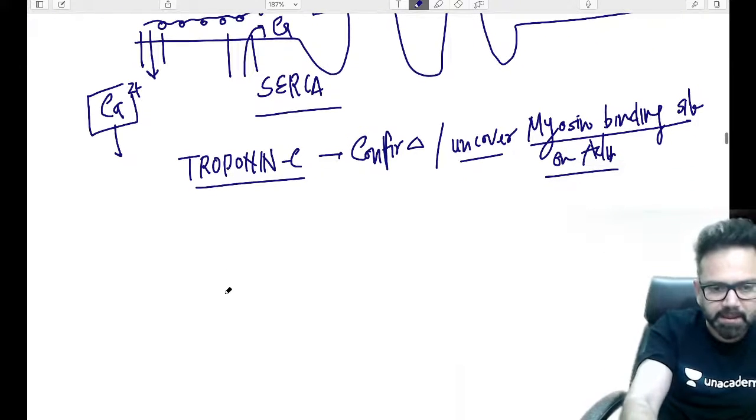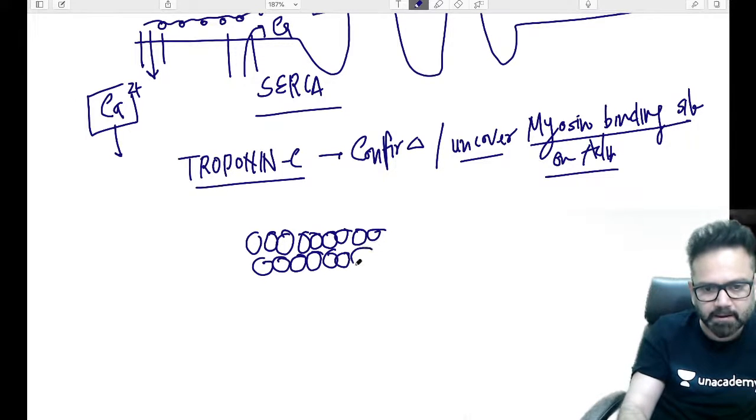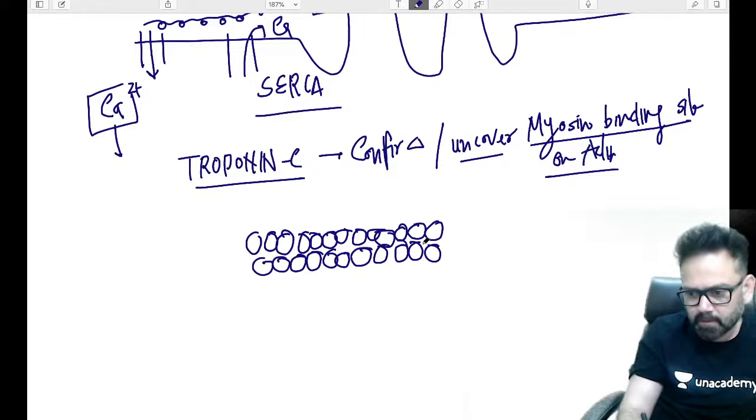So you might be remembering that this is your actin filament. What is this called, G actin or F actin? If it is polymer actin, what is this called? G actin or F actin? G means monomer and F means polymer. Remember GF, it is not GH.